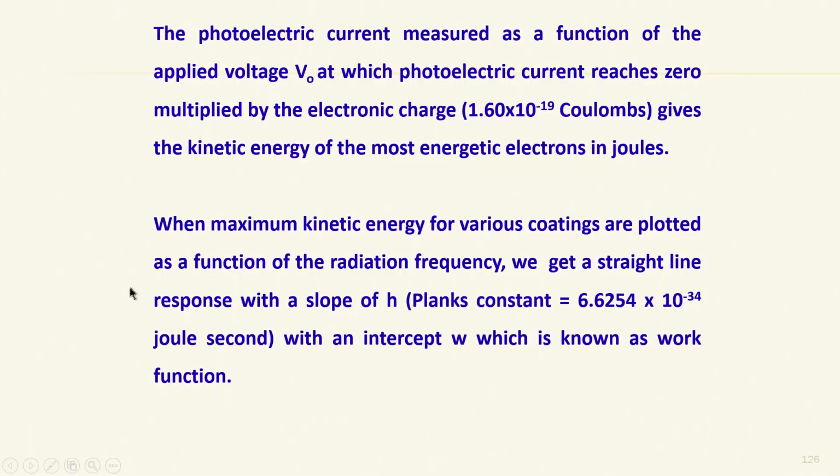So, coming back to this, the photoelectric current is measured as a function of the applied voltage. V 0 is the voltage at which the photoelectric current reaches 0, and that is multiplied by the electronic charge, 1.60 into 10 raised to minus 19 coulombs, which gives the kinetic energy of the energetic electrons in joules. So, maximum kinetic energy for various coatings is plotted as a function of radiation frequency, and we should get a straight line response with a slope of h and an intercept W, which is known as the work function. This is all the theory of the detectors.